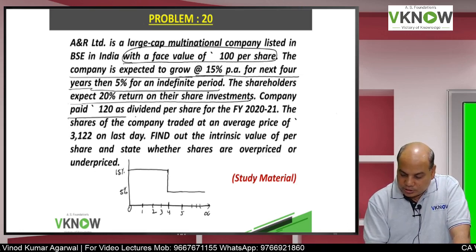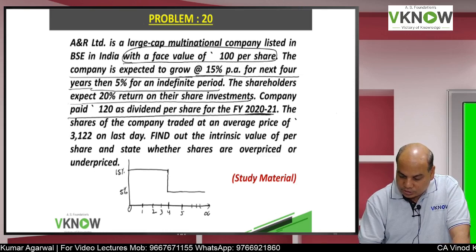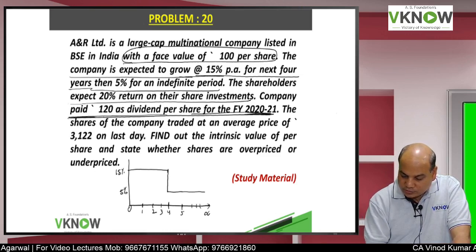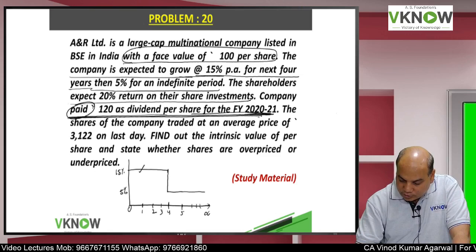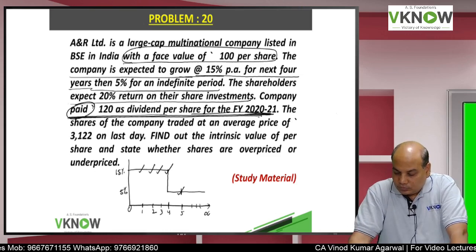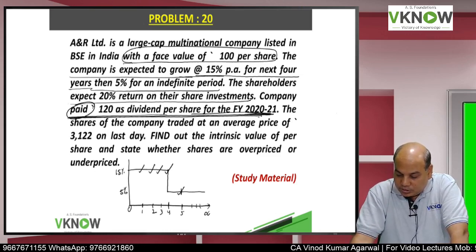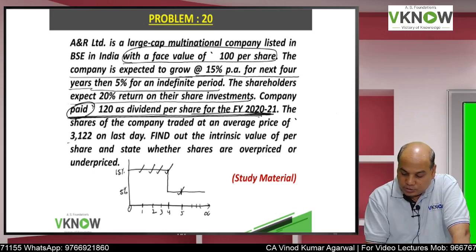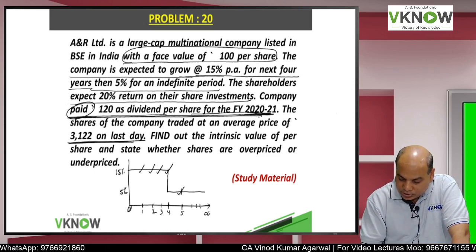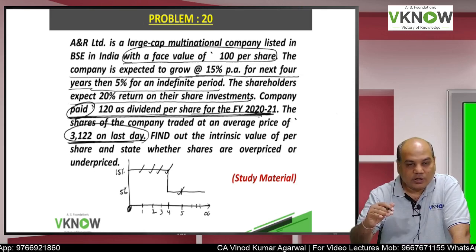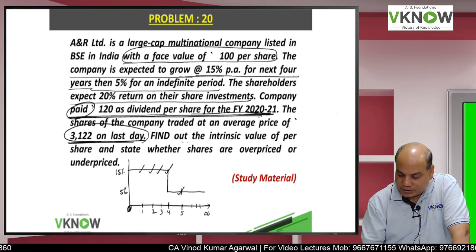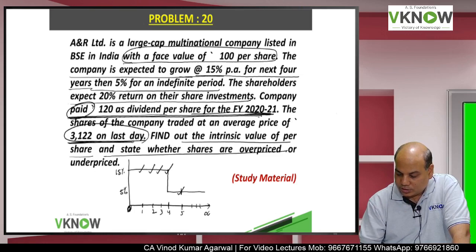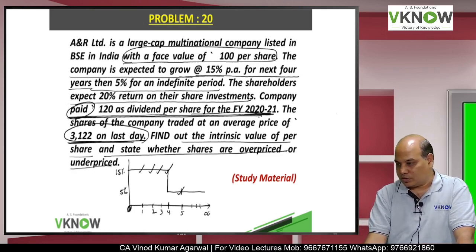Company paid rupees 120 as dividend per share for 2021. This is the dividend paid in the last year. Paid word, underline, already paid. But we have to take dividend that will be paid in future period. The share price of the company traded at an average price of rupees 3122 on the last day. So the price of the share given is 3122. You have to check whether it is undervalued or overvalued. We will do our calculation. Find the intrinsic value per share and also state whether shares are overpriced or underpriced.